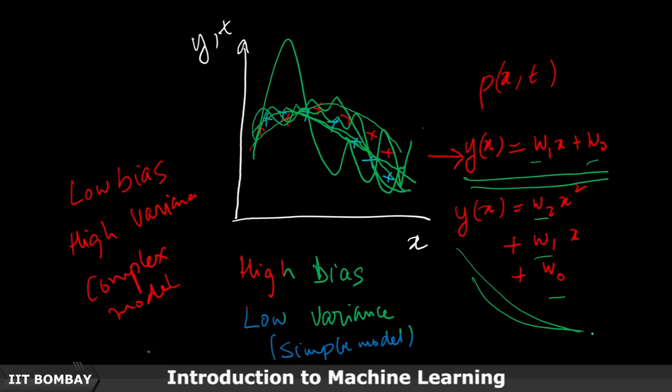So if I am given several x and t pairs, so I have x1 t1 all the way up to xn tn, I can repeatedly sample a subset of size m which is less than n, and on that I can repeatedly estimate the model y of x and see what is the variance in y for different values of x. How much does it change? Does it change very wildly? If it is changing very wildly, that means there is an issue with that.